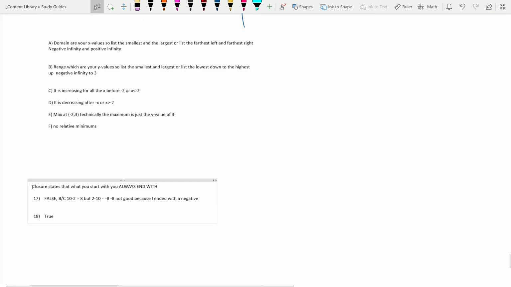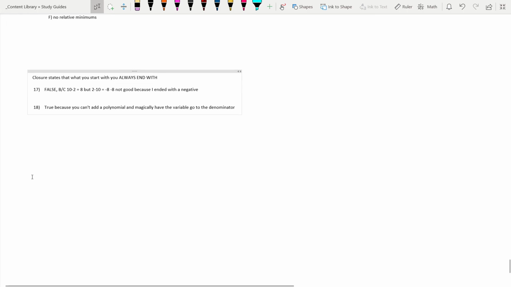18 is true for closure property. It says that when you add polynomials, you always end with polynomials. Correct. Because you can't add a polynomial and magically have the variable go to the denominator. Because we said that to be a polynomial, you can't have variables in the denominator. So when you add x's or y's or w's, they're going to stay in the numerator. They're not going to move down. It's never happened before.